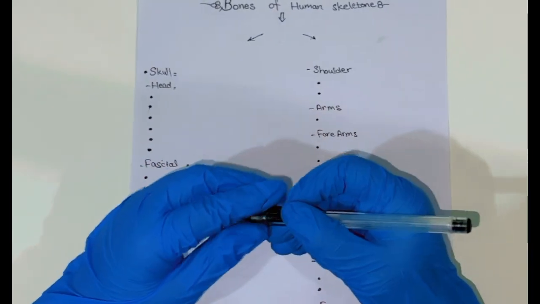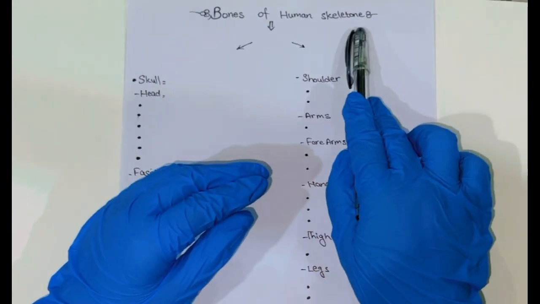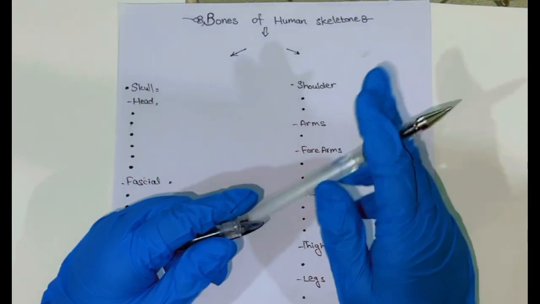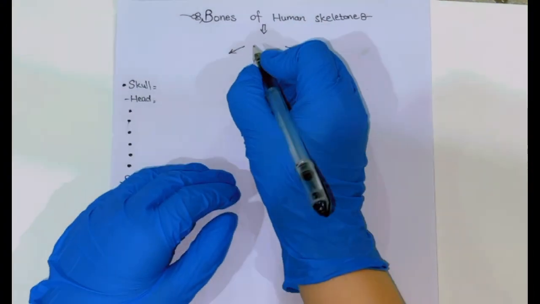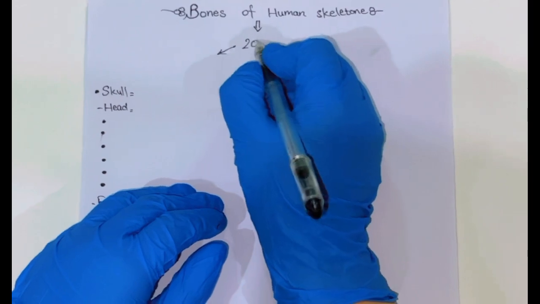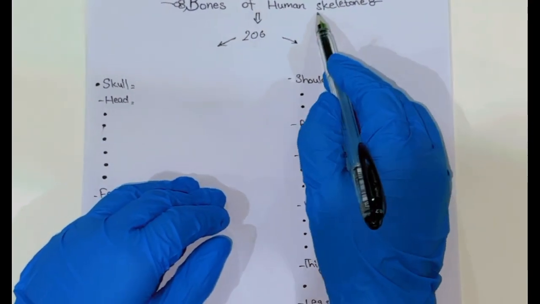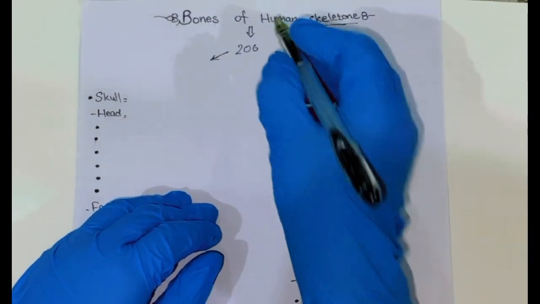So, our today's topic is bones of human skeleton. Firstly, we should know how many bones a human skeleton has. A human skeleton has 206 bones. Now we will discuss all the bones of the skeleton in brief.